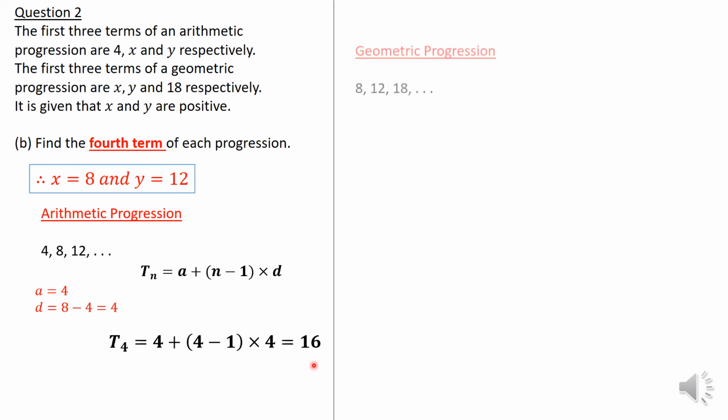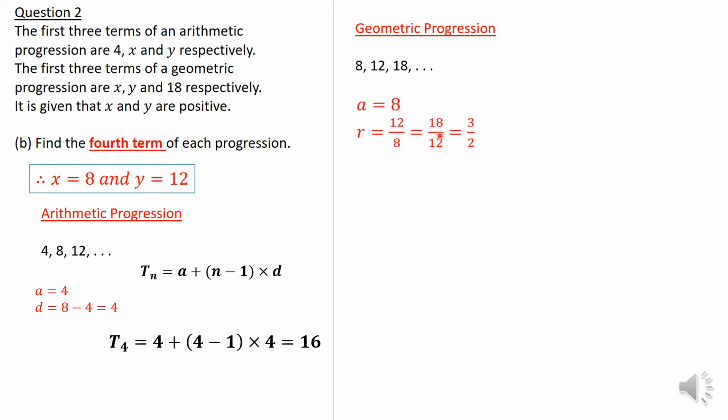When it's a geometric progression, x is 8, y is 12, and then 18, and so on. Here we have a first term as well as a common ratio, and the common ratio is 3/2. Now we can use T sub n of the geometric progression, so be very careful that you don't mix the formulas around. Substituting in there, you should get that the fourth term is equal to 27.